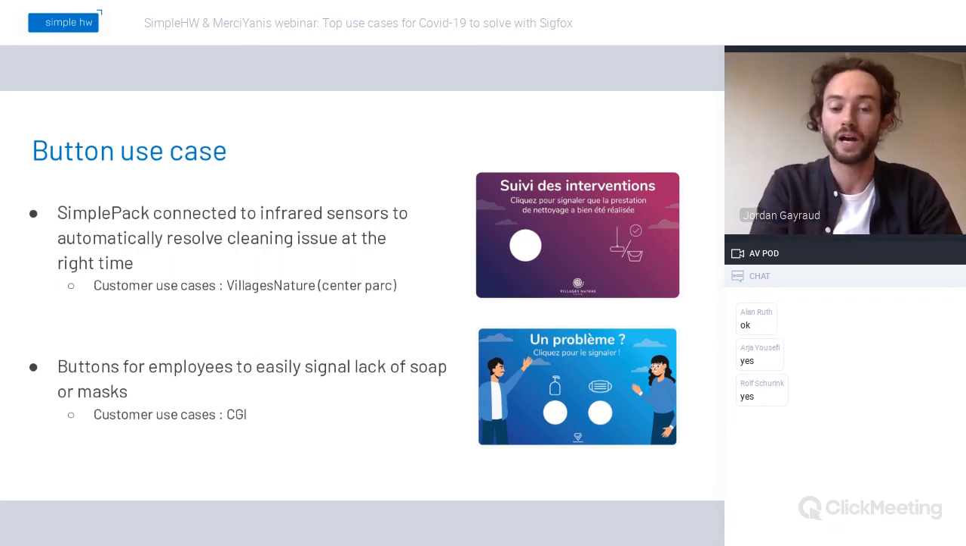If there is a lack of soap or a lack of mask, they just have to click on the button, and the facility managers automatically receive the alert with the specific point in the building where there is a lack. With this, we can guarantee the security of the employees and that their coming back to their offices is working well.